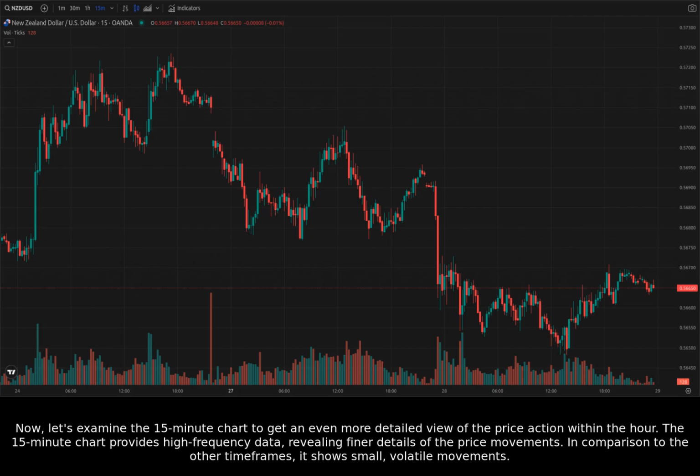Now, let's examine the 15-minute chart to get an even more detailed view of the price action within the hour. The 15-minute chart provides high-frequency data, revealing finer details of the price movements. In comparison to the other time frames, it shows small, volatile movements.